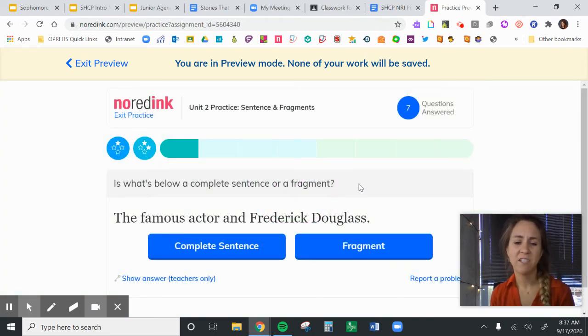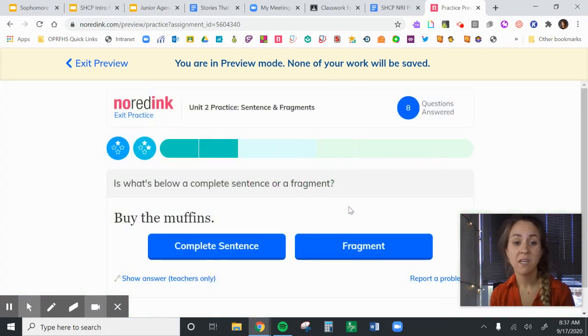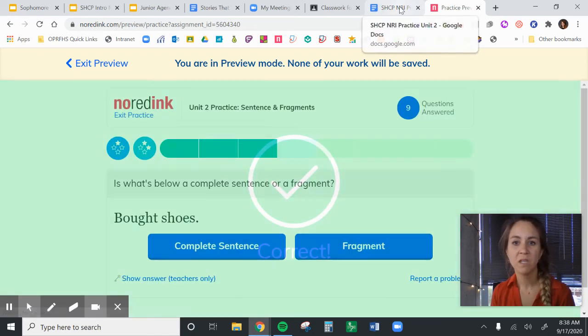The famous actor and Frederick Douglass. So this is one where we have a subject, but we don't know what they're doing. We don't have a verb, so that's a fragment. Buy the muffins. This one's a little tricky because this is a command, right? So even though we don't see a subject, we can know that there's an implied you at the beginning. So you buy the muffins. So even though we don't see it, we know it's there. So we still have our subject, we have our verb. It's a complete thought. Okay.